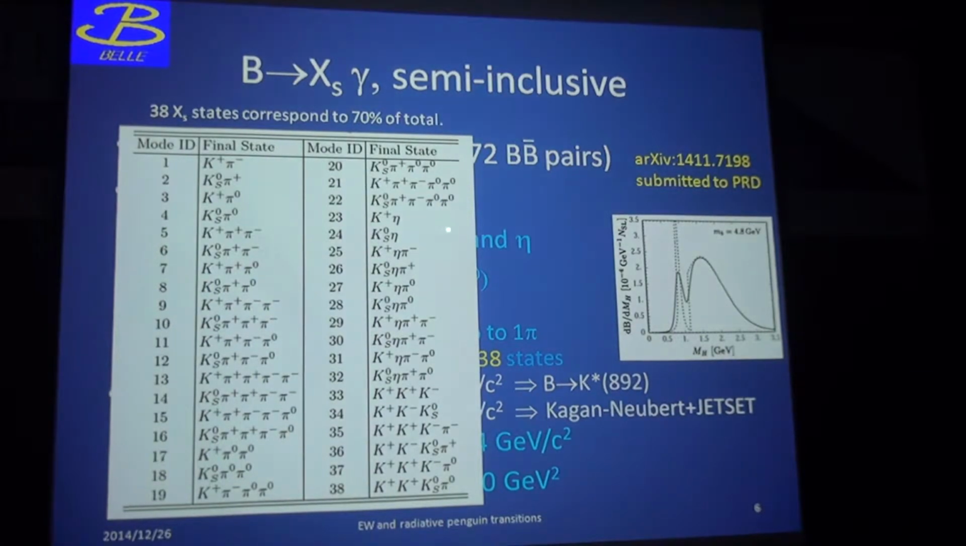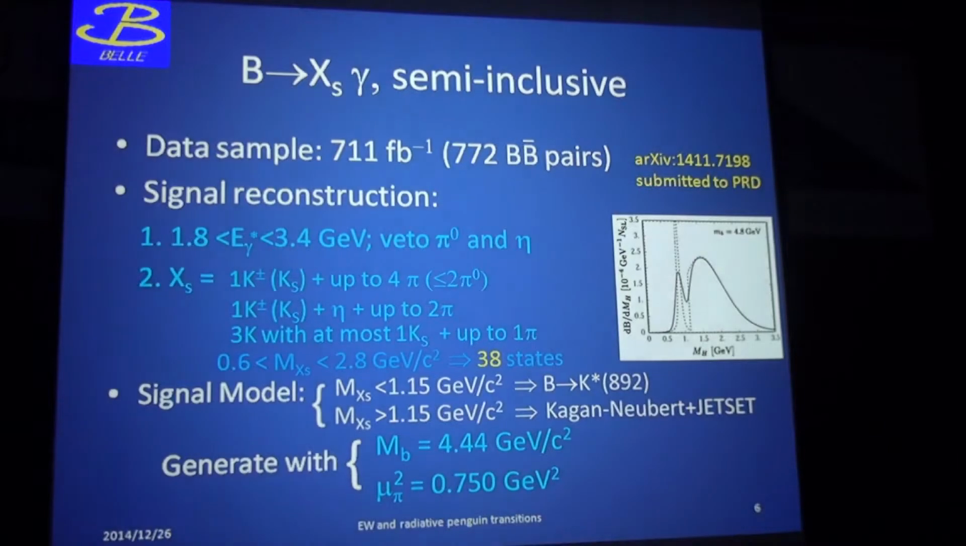But that's corresponding to roughly 70% of the XX fraction. It's only 70%. And in the signal model, we adopt the Kagan-Neubert model plus the JETSET fragmentation for MX above about 1.15 GeV.